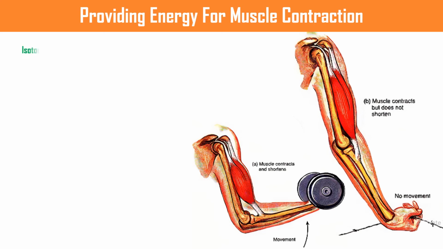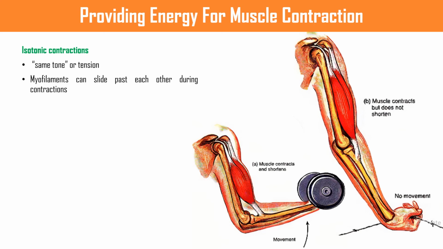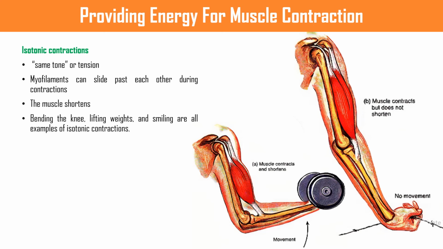Types of muscle contraction. There are two types. Number one is isotonic contraction. They have same tone or tension. Myofilaments can slide past each other during contraction. The muscle shortens. Bending the knee, lifting weight, and smiling are all examples of isotonic contractions.